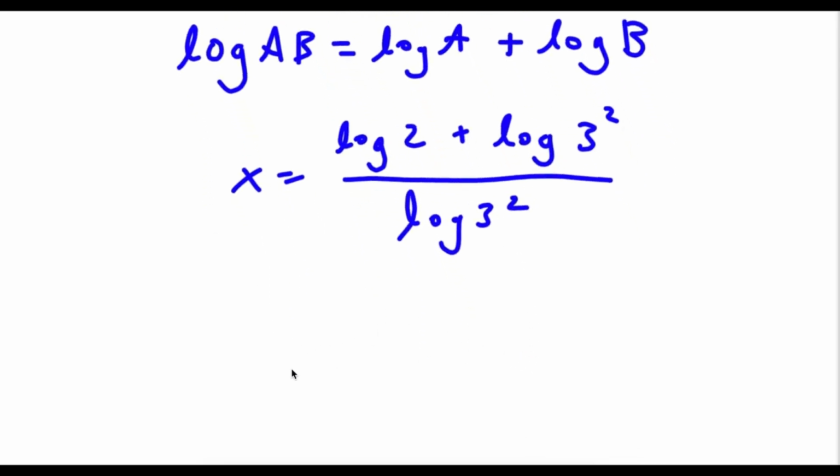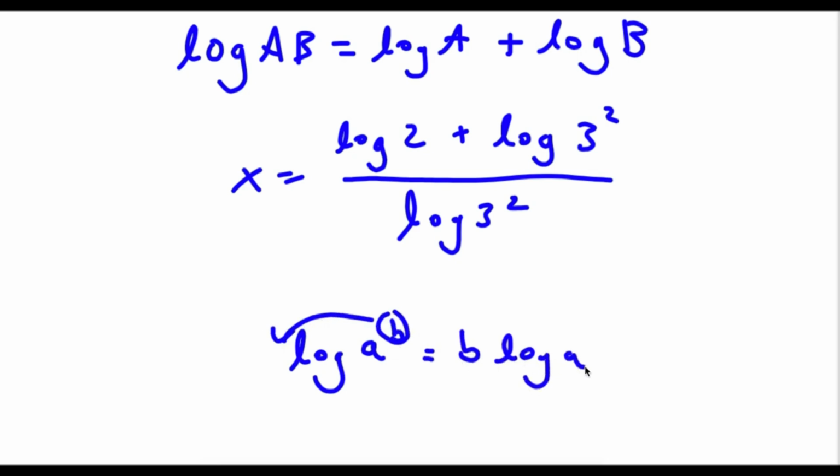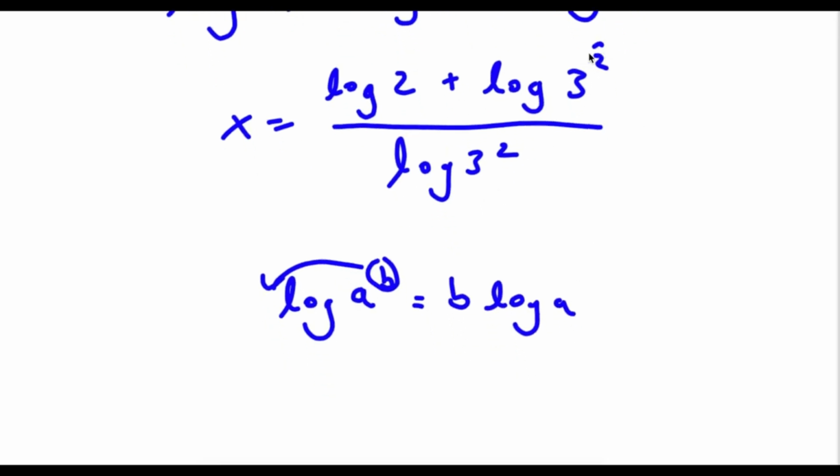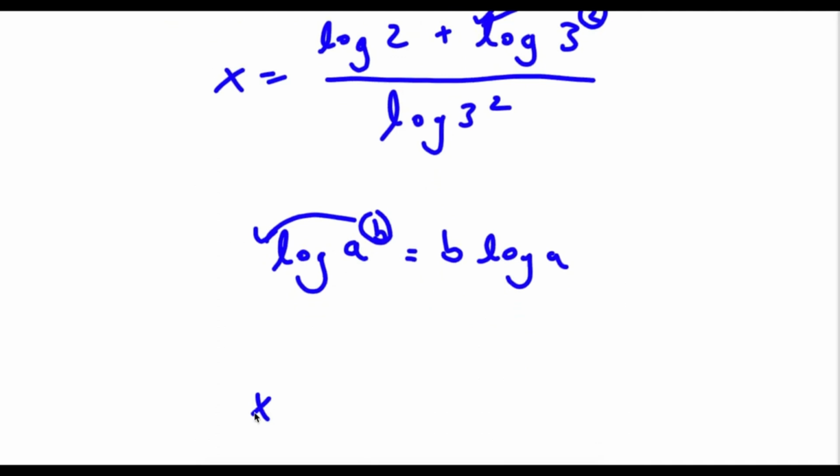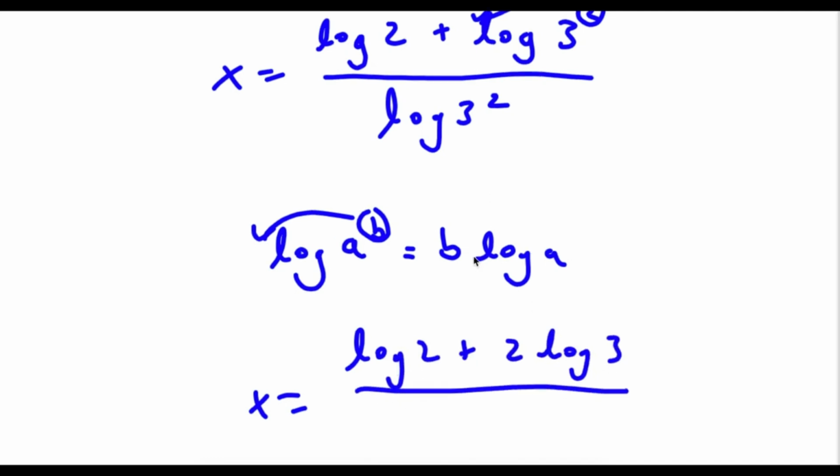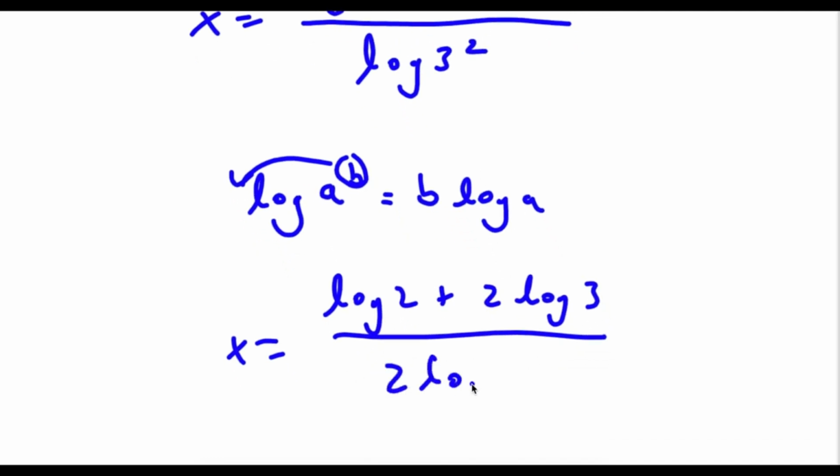Now remember how I said if I have something in the form log a to the power of b, I can move this exponent of b to the front, and this would equal b times log a. So I'm going to do this with log 3 squared. I can move this to the front, so this would equal log 2 plus 2 log 3. And I'm going to do the same thing with the denominator, so I have over 2 log 3.